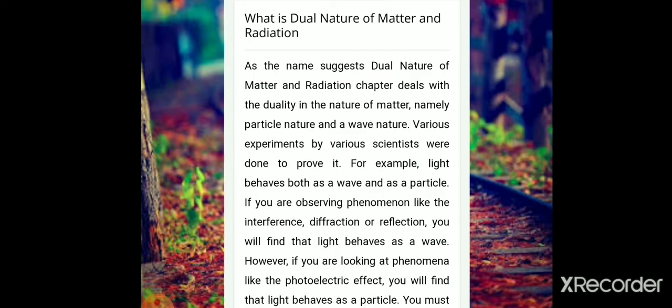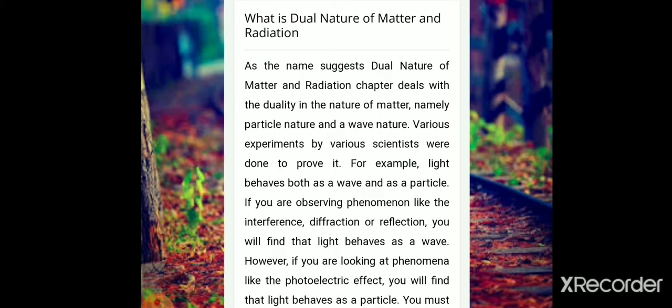The name suggests that it deals with the duality in the nature of matter, that is, the particle nature and the wave nature. Various experiments done by scientists have proved this fact. We have already studied that light has dual nature.